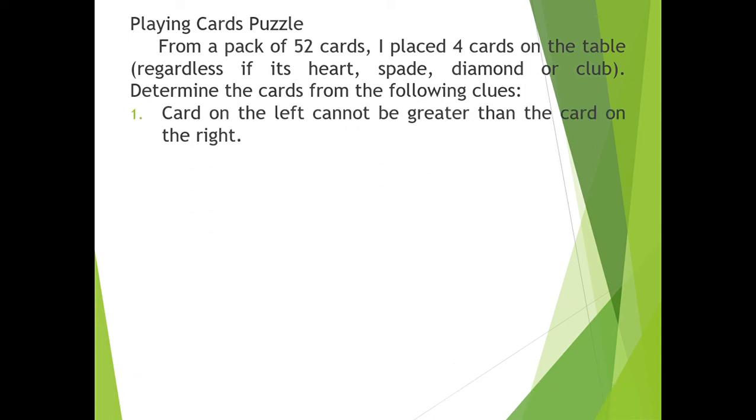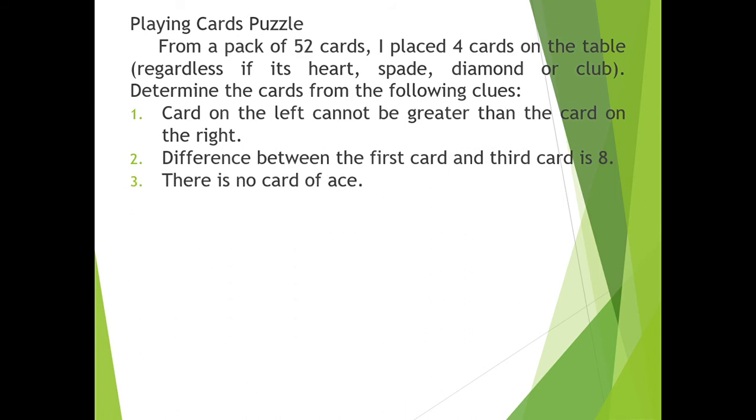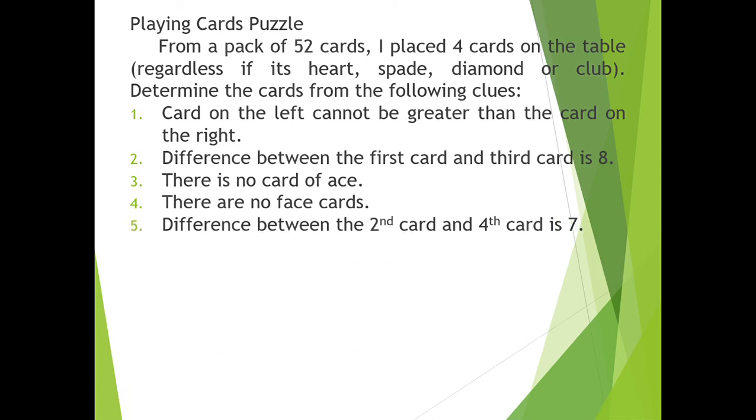Okay, next. Now let's go to a cards puzzle. From a pack of 52 cards, I placed 4 cards on the table, regardless of whether it's heart, spade, diamond, or club. Determine the cards from the following clues. Number 1, the card on the left cannot be greater than the card on the right. Number 2, the difference between the first card and third card is 8. There is no card of ace and there are no face cards. The difference between the second card and fourth card is 7.